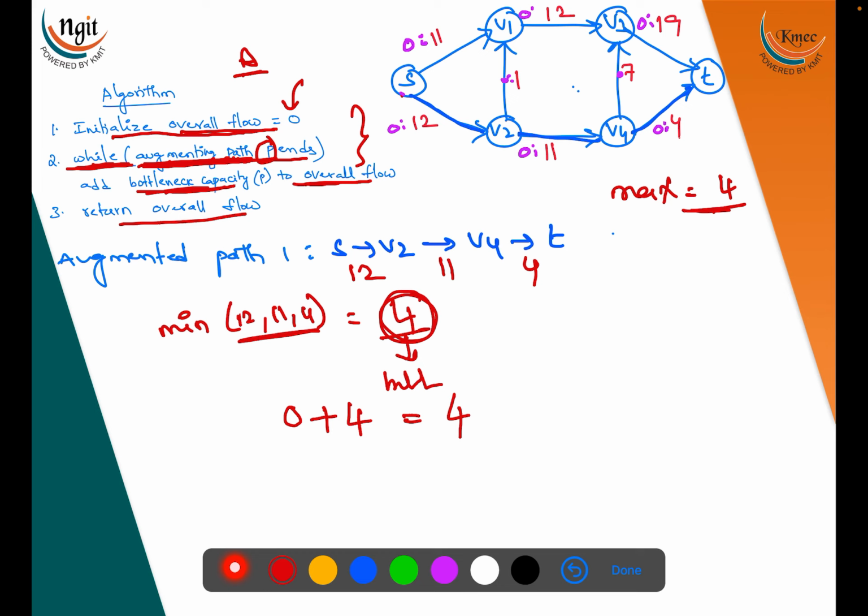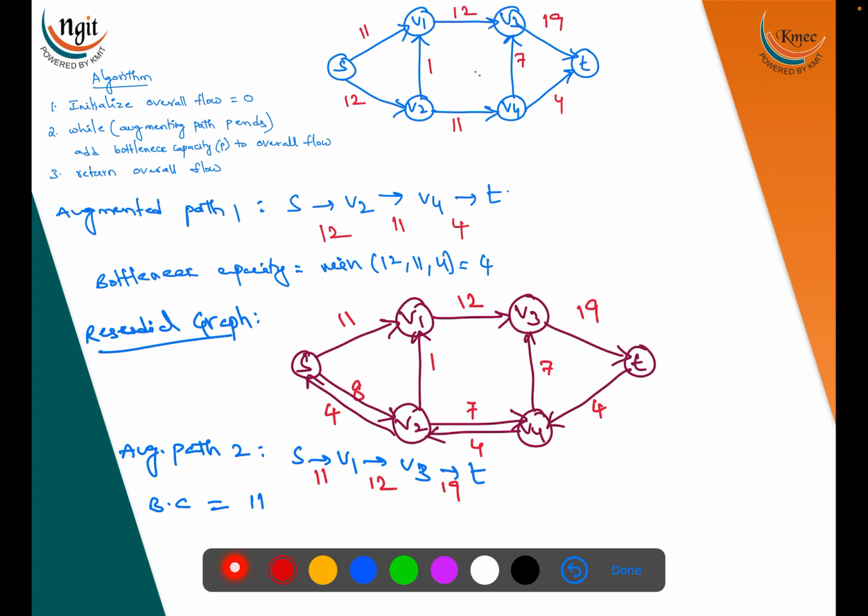Let's see. Now take this 4 into your residual graph. You have to draw a residual graph where the edges affected by the bottleneck capacity are updated. Now I am going to draw the residual graph. The formula is: the capacity of the residual graph is calculated as capacity minus flow. The flow value you got is 4, and the capacity is already there with the edge. Apply this formula to find the residual graph.